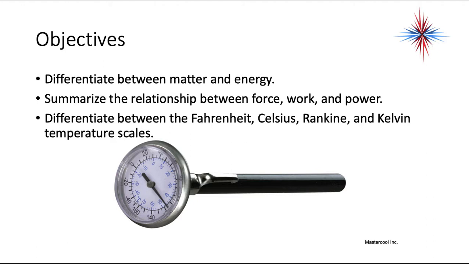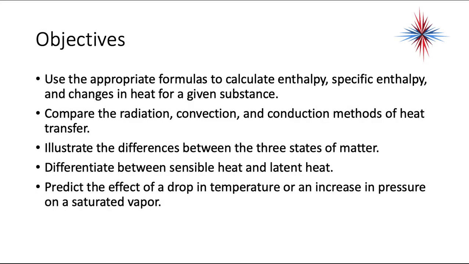So the objectives of this chapter are that we need to be able to differentiate between matter and energy, summarize the relationship between force, work, and power, and differentiate between the Fahrenheit, Celsius, Rankine, Kelvin temperature scales. We also want to be able to use the appropriate formulas to calculate enthalpy, specific enthalpy, and changes in heat for a given substance. You want to be able to compare the radiation, convection, and conduction methods of heat transfer.